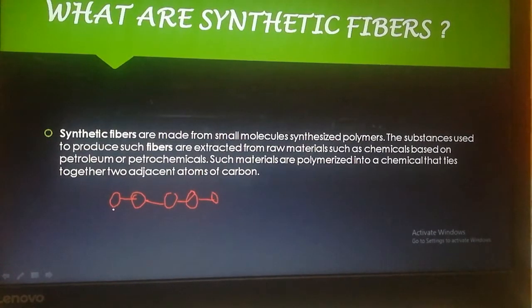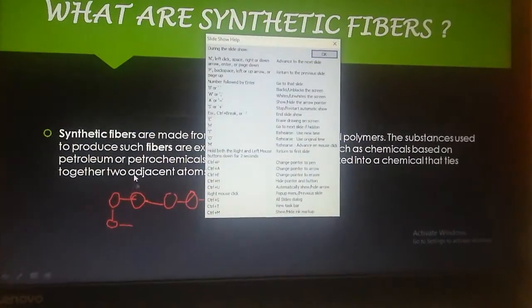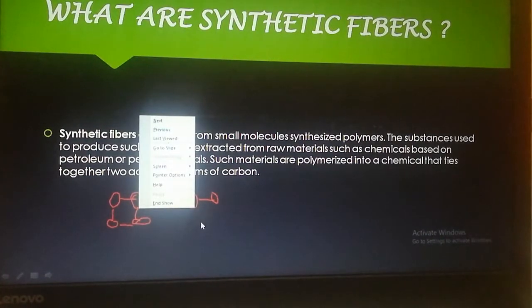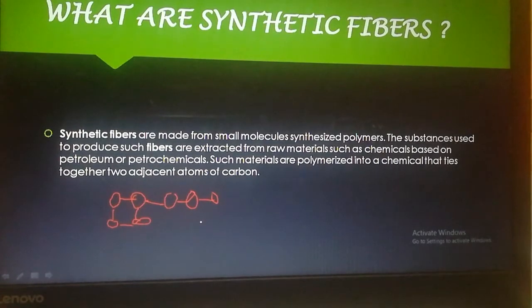And when these are cross-linked, the structure is like that. The structure like that is called the cross-linked polymer. A polymer is made of many repeating units called monomers. The process of combining monomer units into a large polymer is called polymerization.